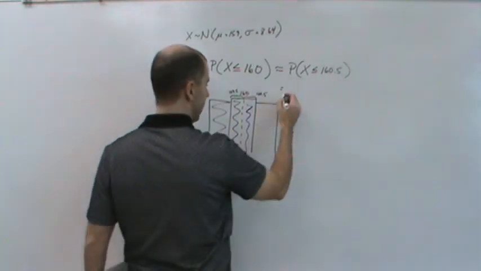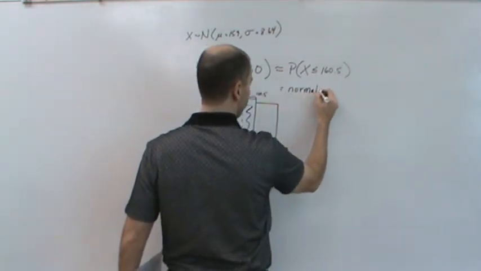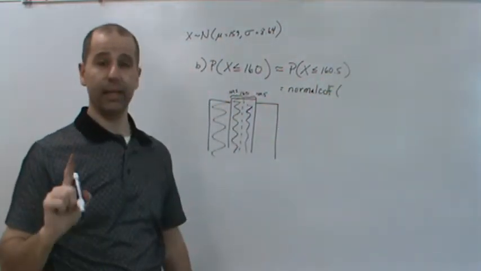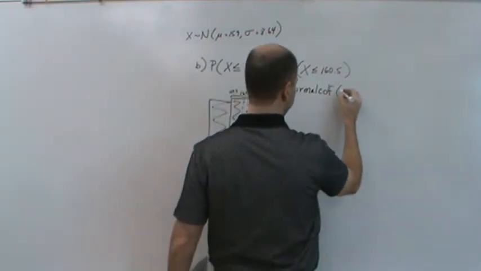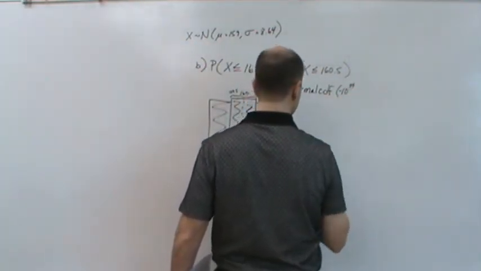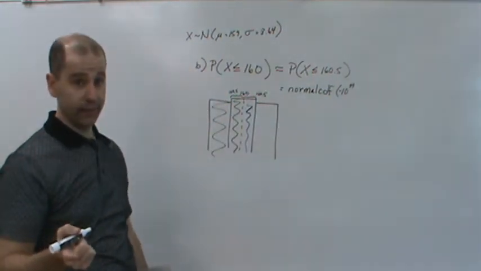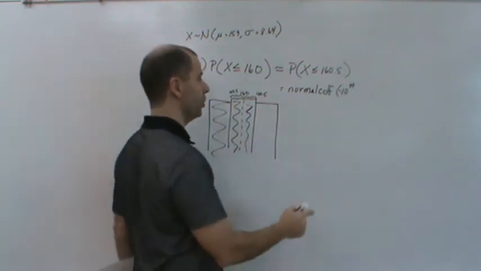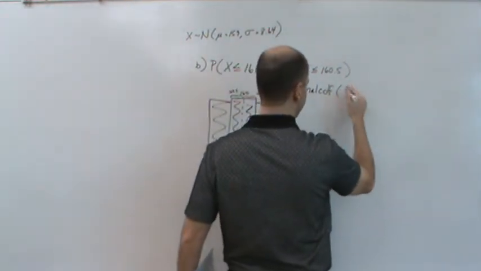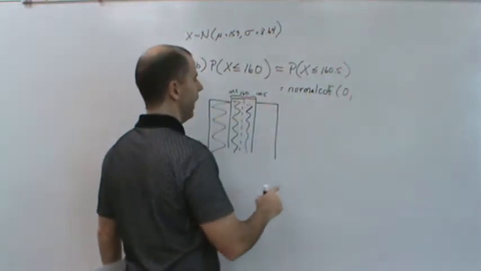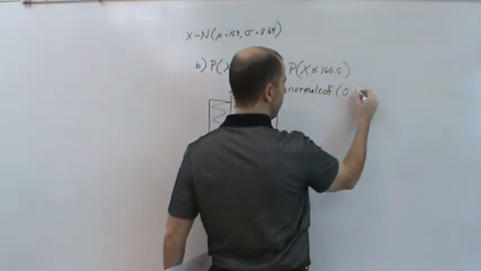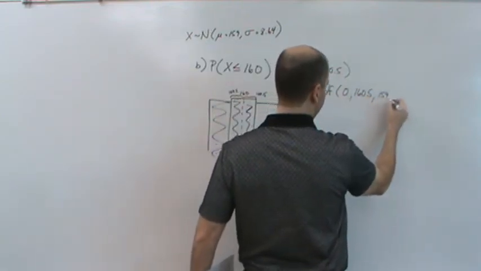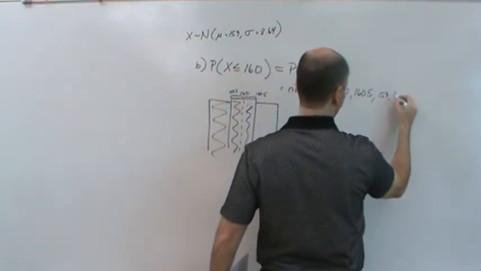And so now that's what we're going to use. So we're going to use Normalcdf. And the lower bound in this case is going to be negative 10 to the 99th power. Now you could also use 0, right? Because you can't have less than 0 people in favor, right? So you could use 0 here, and that would be fine. So 0, and now the upper bound here is going to be 160.5. The mean is 159, just like before, and the standard deviation is 8.64, approximately.